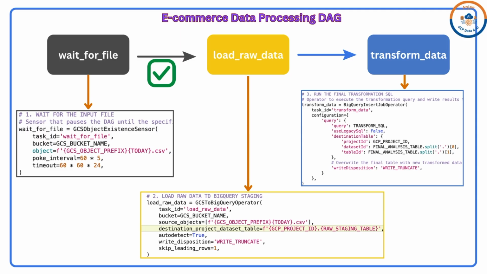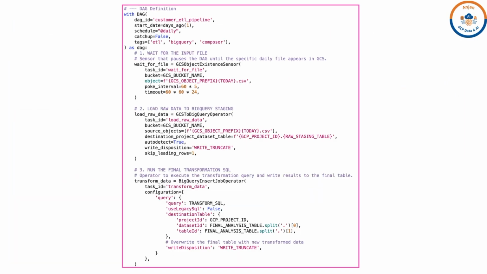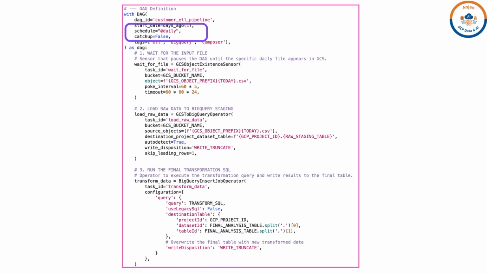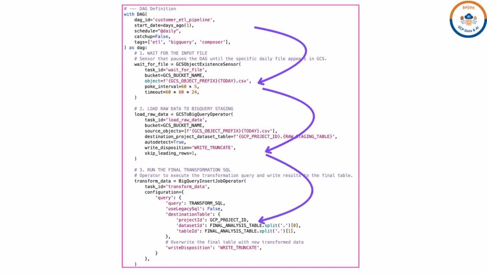We define the task dependencies. The load step must finish before the transformation step begins. In under 30 lines of declarative Python, we built a reliable, fully managed ETL pipeline. We leverage a sensor to wait for the data, a GCS to BigQuery operator to handle the heavy lifting, and a BigQuery operator for scalable transformation. Composer handles the scheduling, monitoring, and scaling. You handle the logic. That's the power of orchestrating your ETL with Google Cloud Composer.